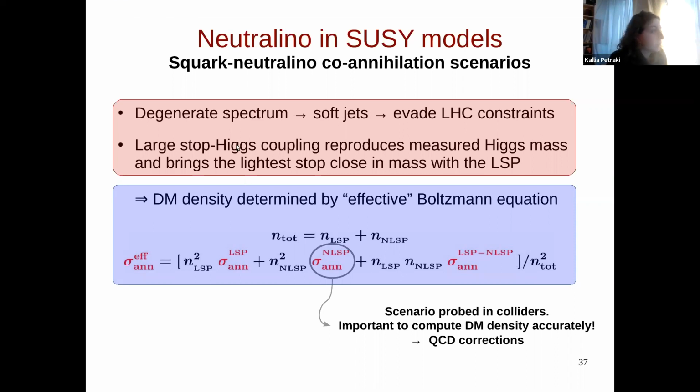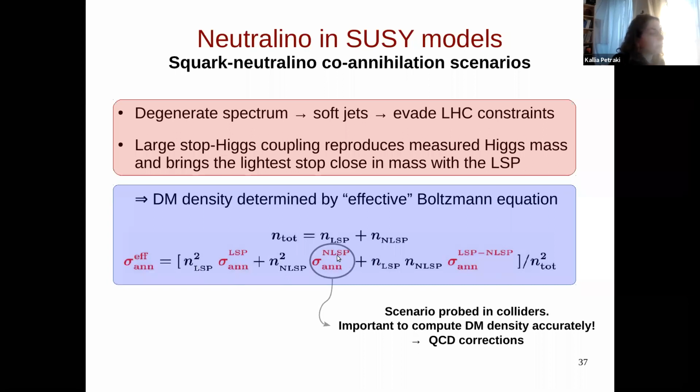Now, if this is so, if the neutralino is nearly mass degenerate with the lightest squark or the lightest stop eigenstate, then what happens is that the dark matter density in the early universe is determined by not only the self-annihilations of the neutralino, but also the co-annihilations of the neutralino with the stop, the next to lightest supersymmetric particle, and the self-annihilations of the next to lightest supersymmetric particle. So what we should consider is the total density of the two species, and we should consider the total annihilation cross-section, where all of the contributions are weighted with the corresponding densities.